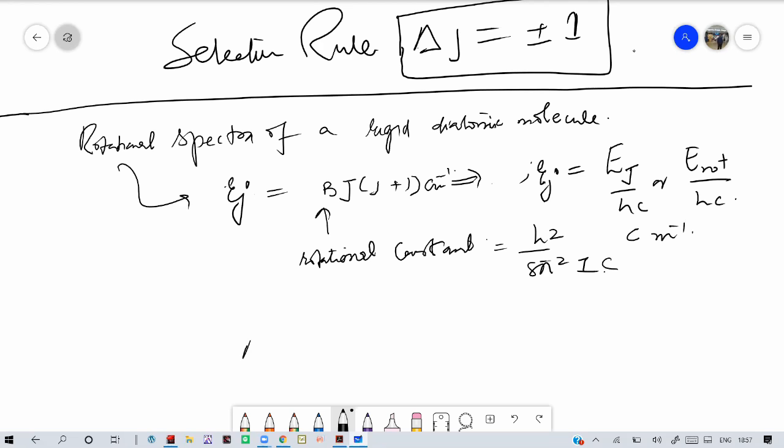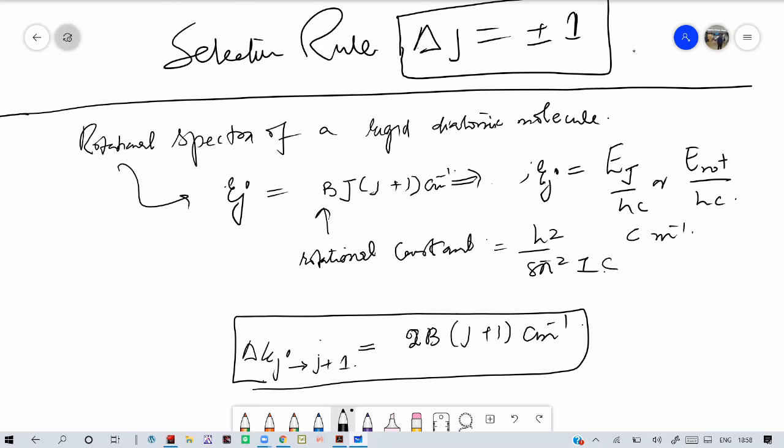And we also found that delta EJ, when J goes from J to J plus 1, is equal to 2B into J plus 1. Yes, twice B into J plus 1. This is the gap difference.